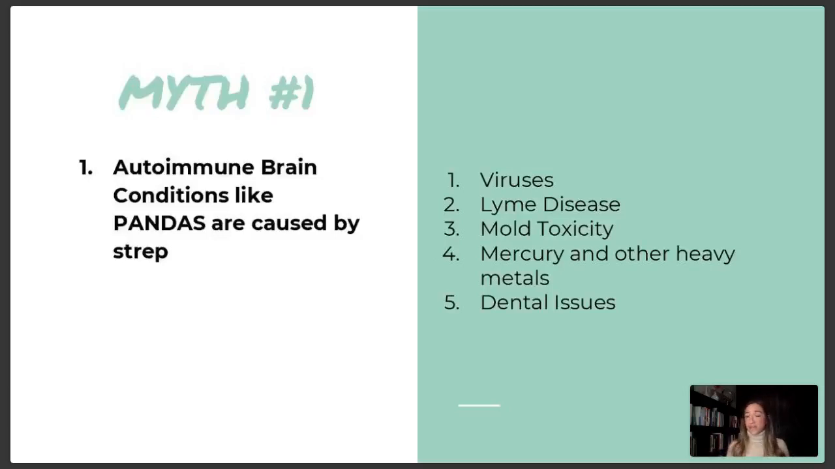So Coxsackie virus and the herpes simplex virus are probably the top two that I see causing different types of neurological conditions. Everything from neurological inflammation to brain fog to seizures to learning disabilities to even autism.